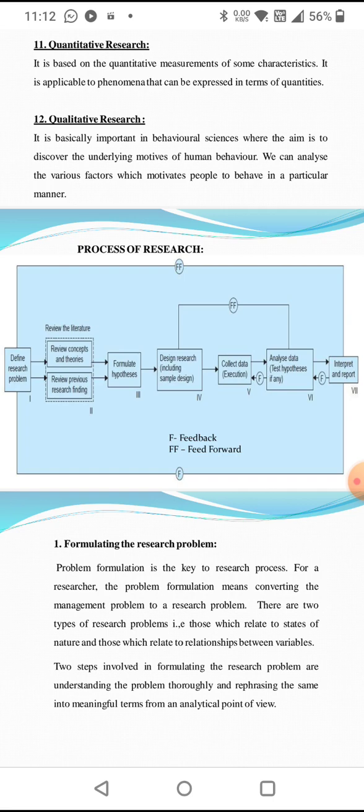See, when you are developing a hypothesis, you will have to have a proper literature review. So after an extensive literature review, the researcher should state in clear terms the working hypothesis. It is a tentative assumption made in order to draw out and test its logical or empirical consequences.